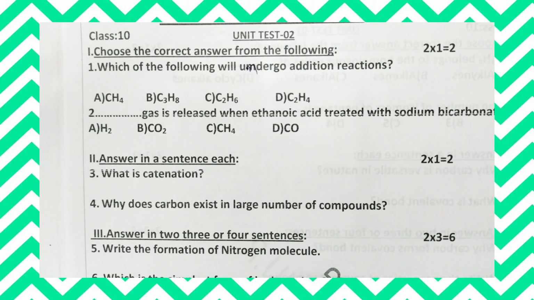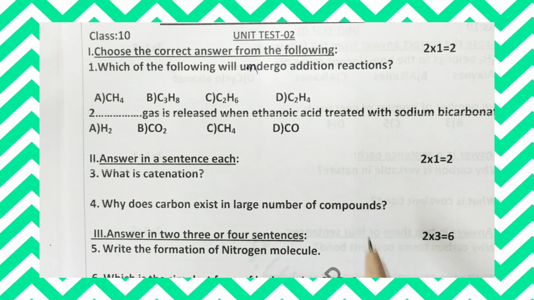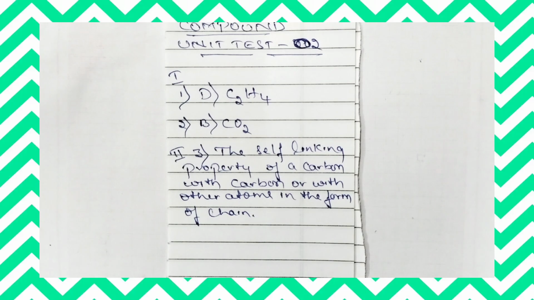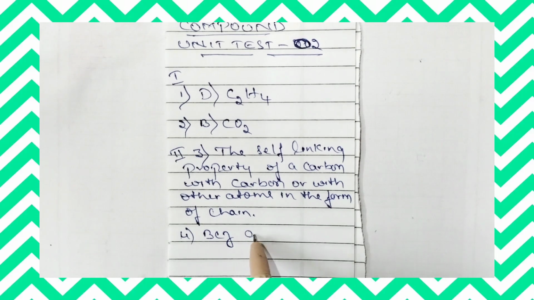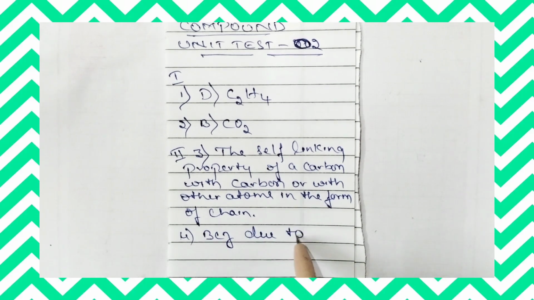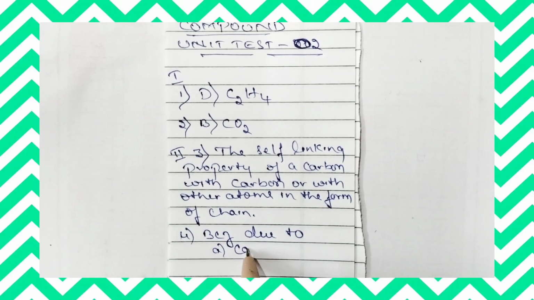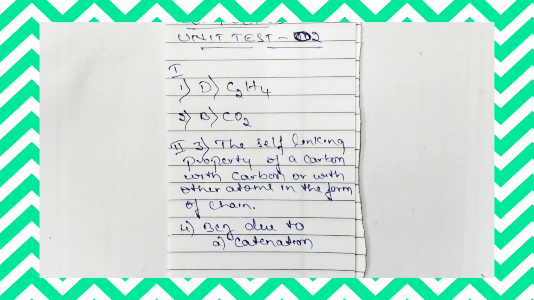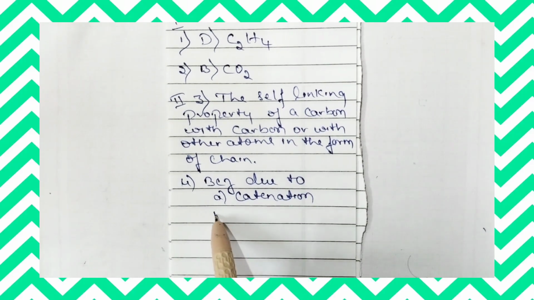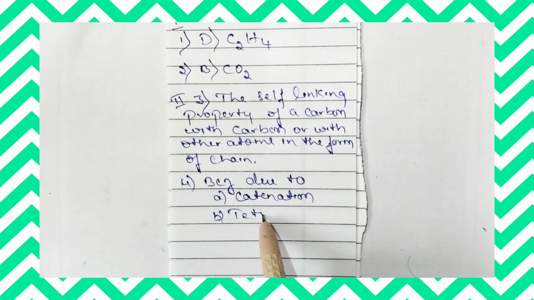Next, why does carbon exist in a large number of compounds? They exist in a large number of compounds because of catenation and tetravalency.